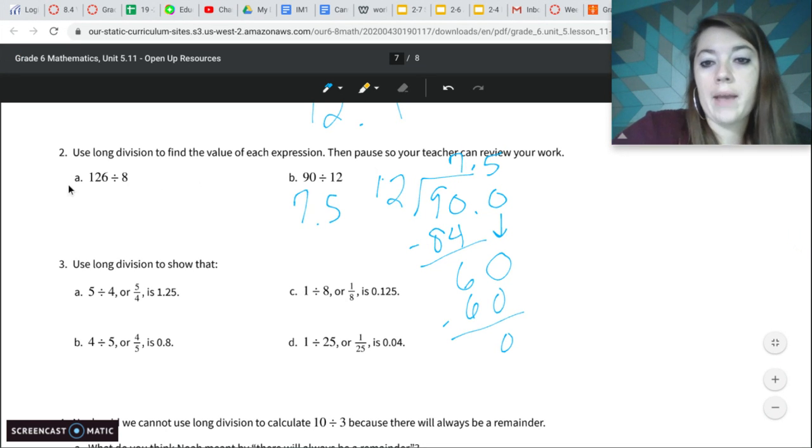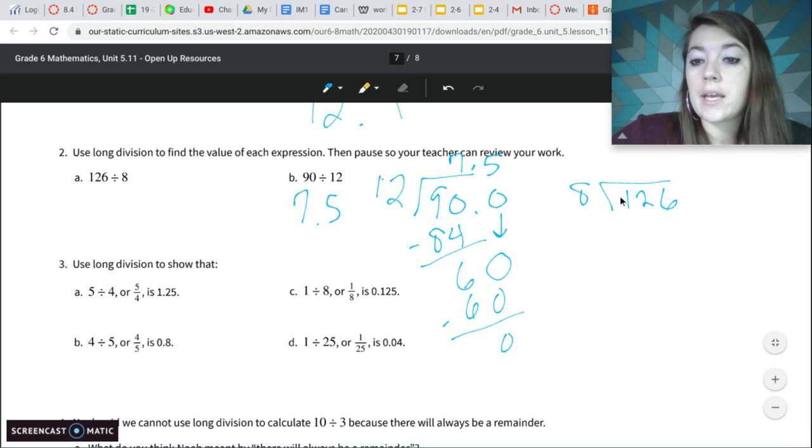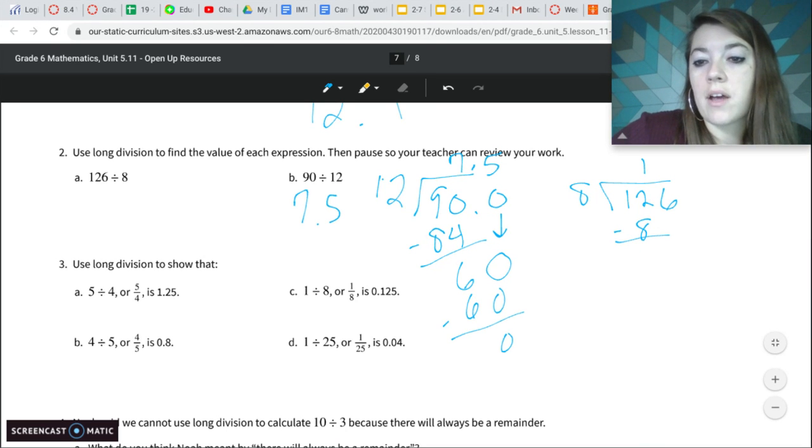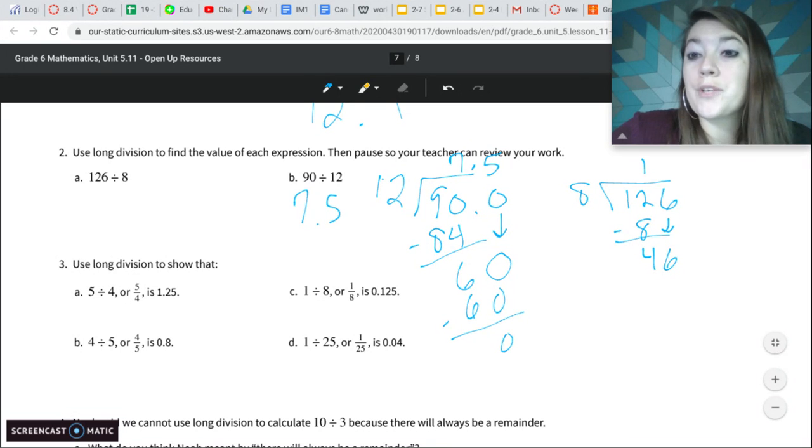Now we'll do part A. 8's on the outside, 126. How many times can 8 go into 1? It can't. So how many times can 8 go into 12 instead? 8 can go into 12 one time. So we're going to get 8. 12 minus 8 is going to give us 4. We bring down our 6. How many times can 8 go into 46? It can go in there 5 times, which is 40. 46 minus 40 is going to give us 6.